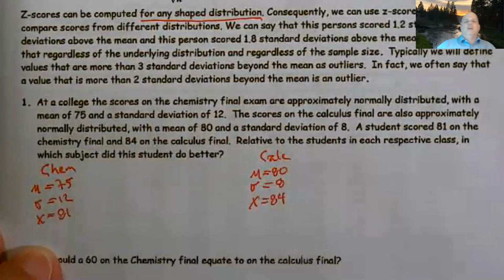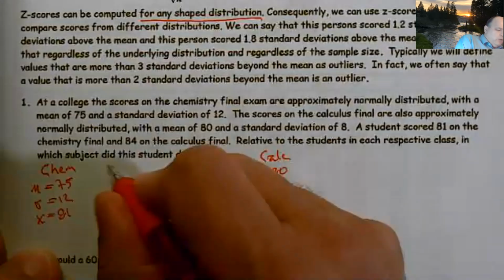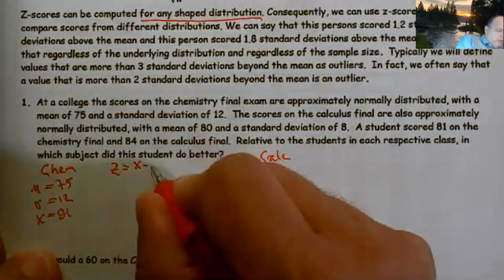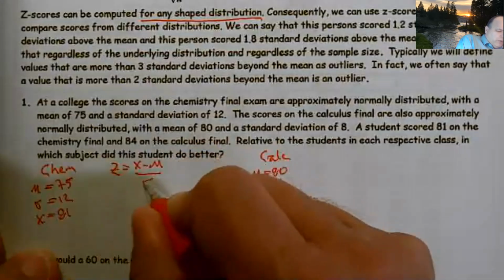Now, it turns out this student is very interested in his class rank, and he wants to know, hey, which course is helping me or hurting me? He was very interested to see how he did relative to the other students in the class. So how did his scores compare in each class? This is where we can use the z. So z equals x minus mu over sigma.